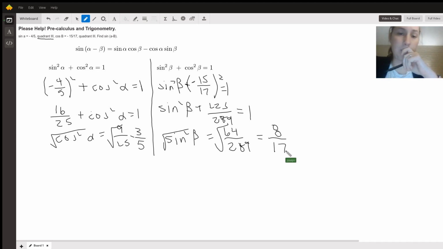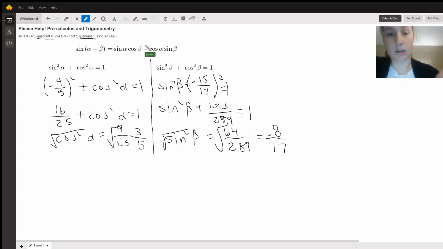8/17. Now, going back up here, we also know that this one is also in quadrant 3. So what is sine of beta in quadrant 3? It's negative as well. Okay.